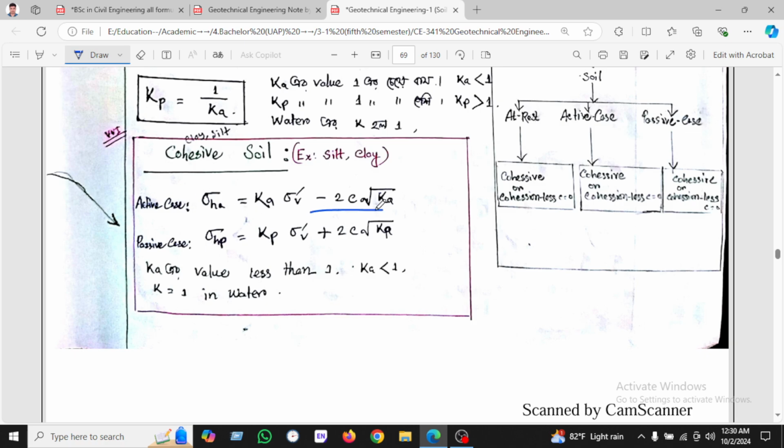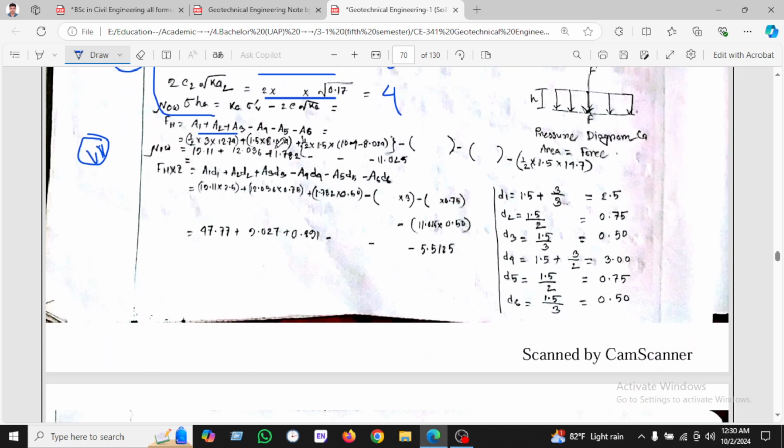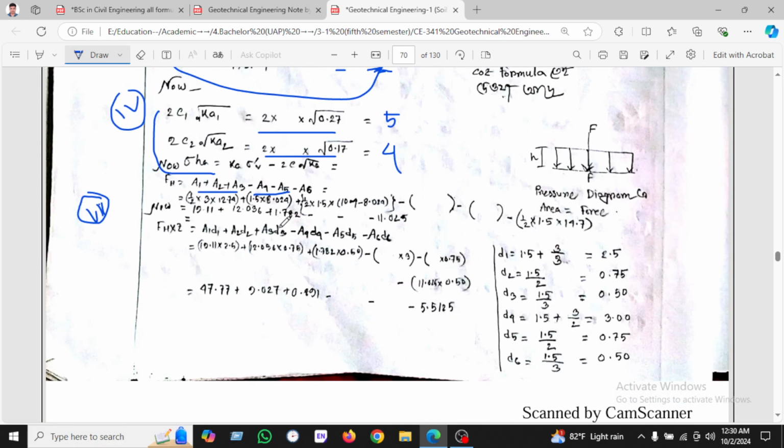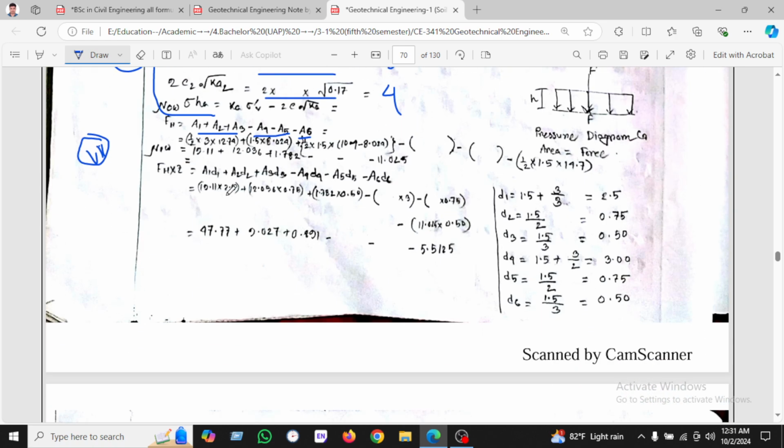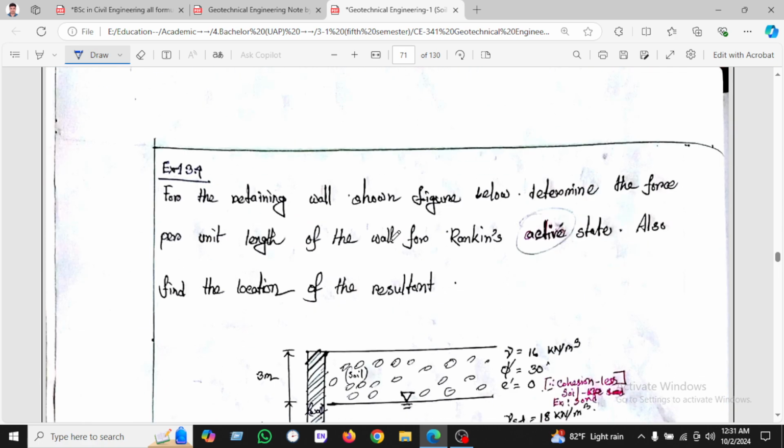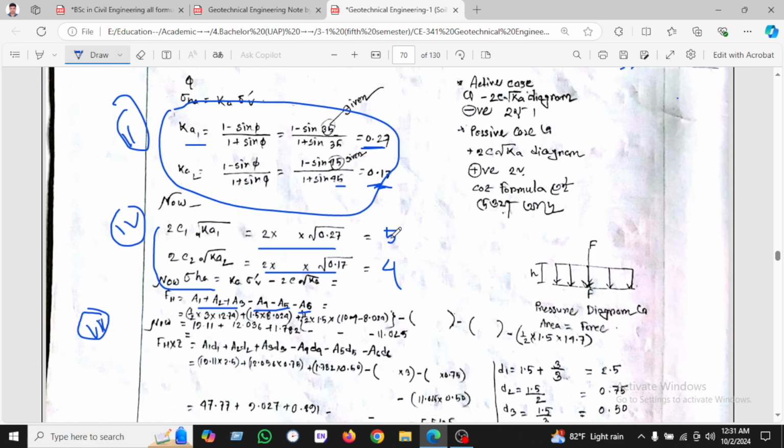in the active case the formula will be this, minus 2c, so we will minus 4, minus 5, we will calculate minus 5, and minus 6 also, as pore water pressure is here. And in this way all the values are given here, and we found the pressure diagram.